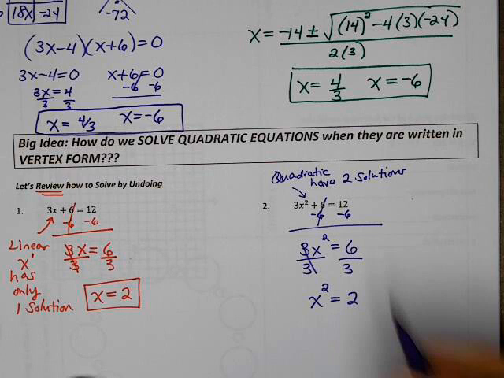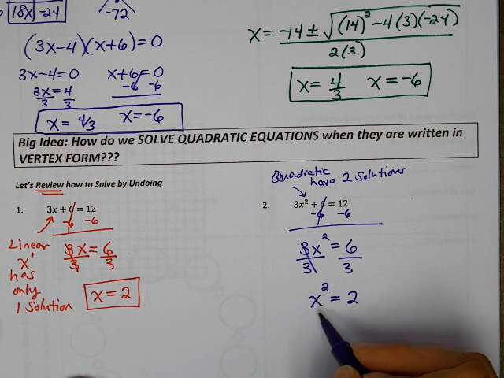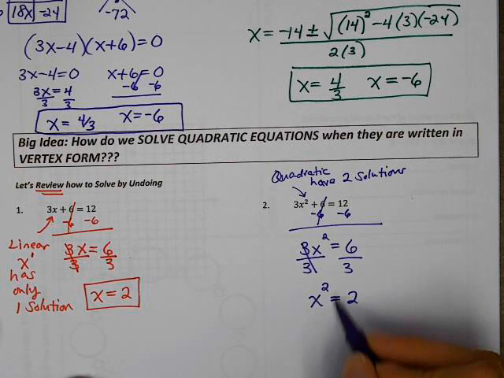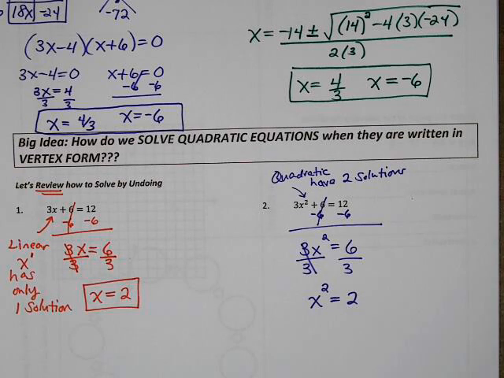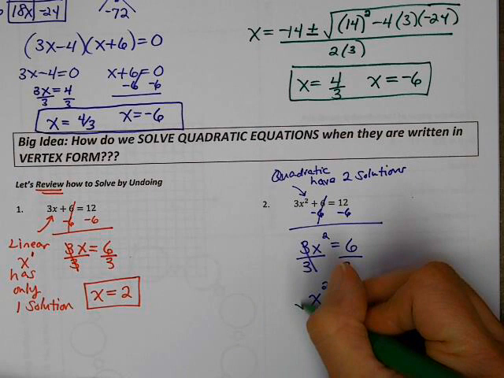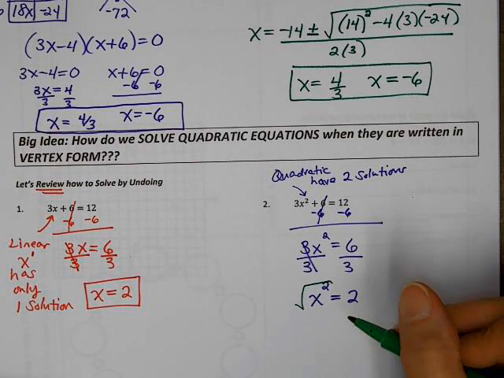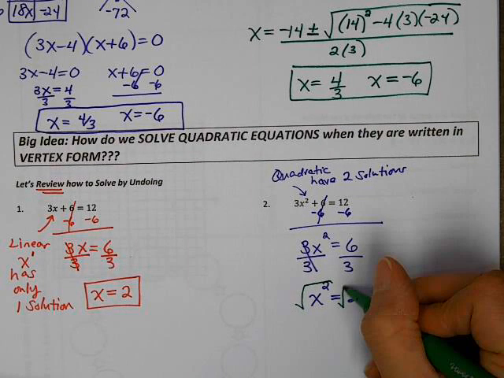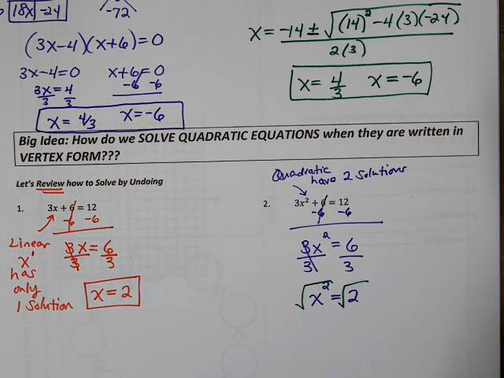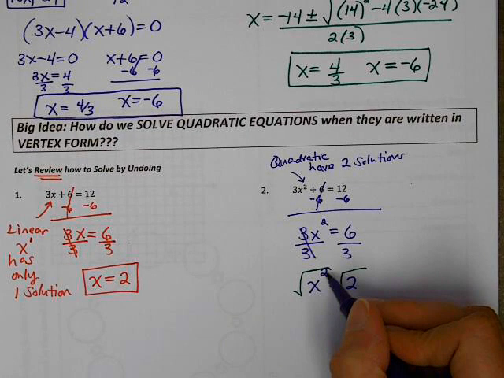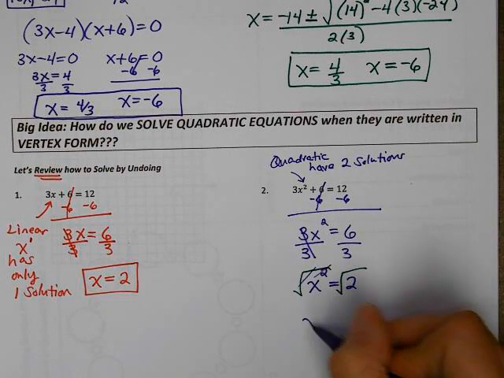Okay, now I have to get two answers. What's the opposite of squaring? And the answer is square rooting. Okay, so you square root the left, and what you do to the left, you have to do to the right. So now, x squared, these cancel each other out and it's just an x.